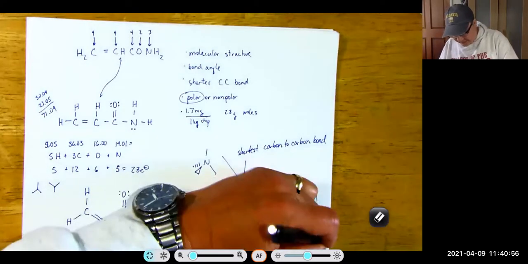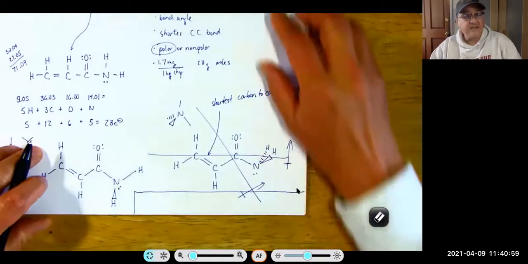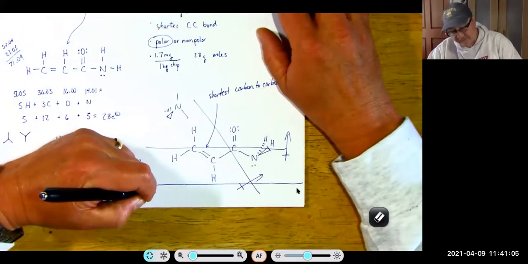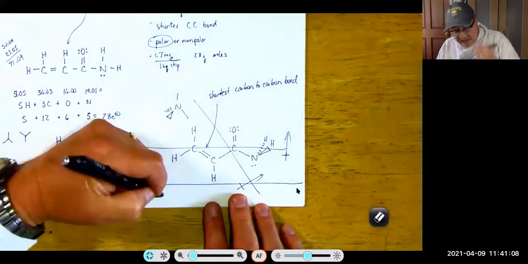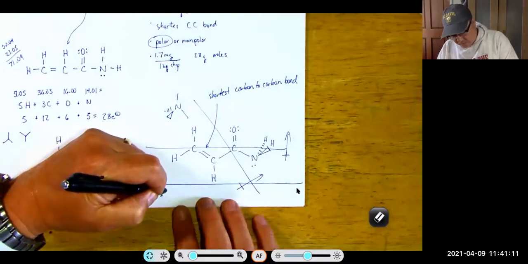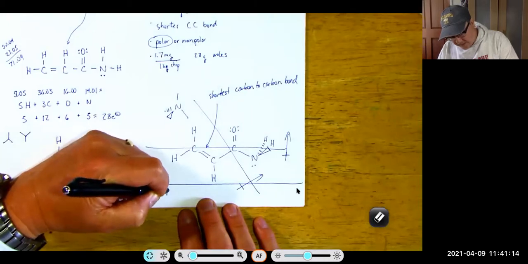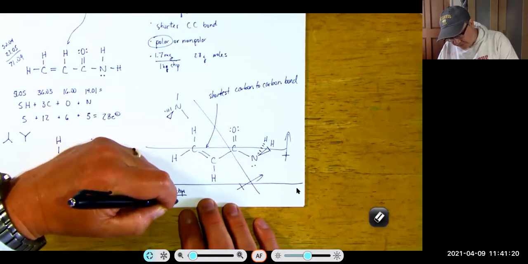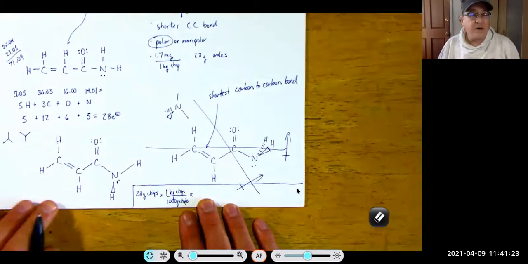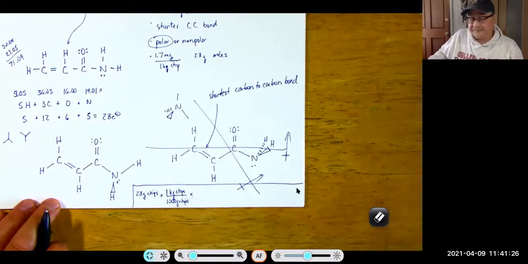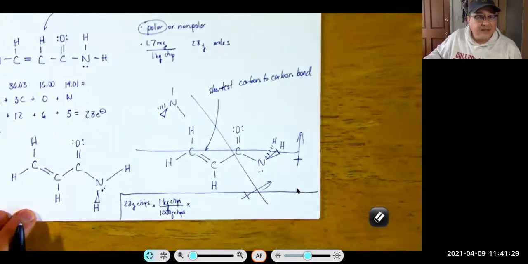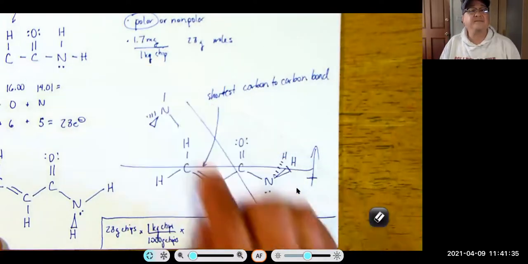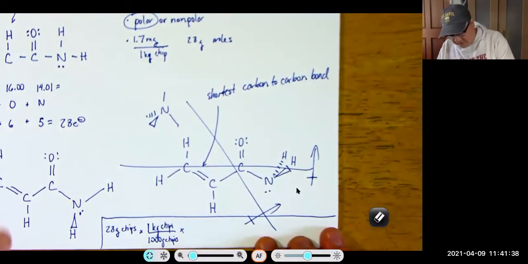So I'm going to put the last answer down here. We've got 28 grams of chips times 1 kilogram of chips per 1,000 gram of chips. Now, why am I using 1 kilogram of chips here? Because this conversion factor above tells me milligrams per kilogram, right?